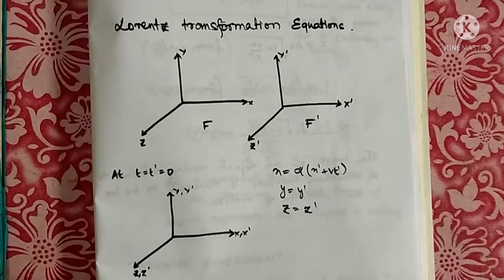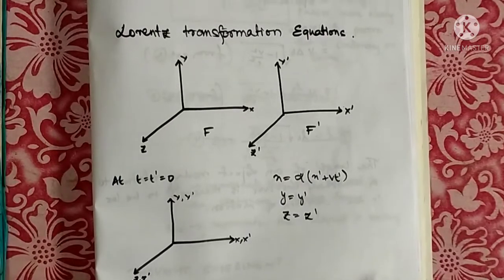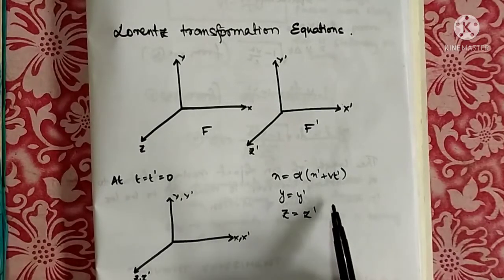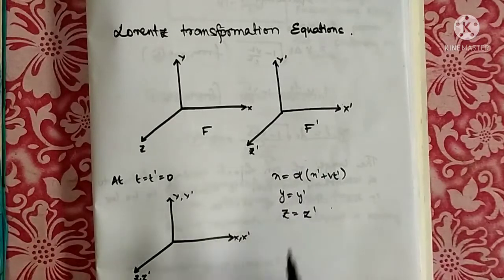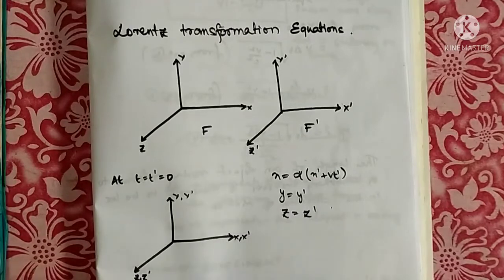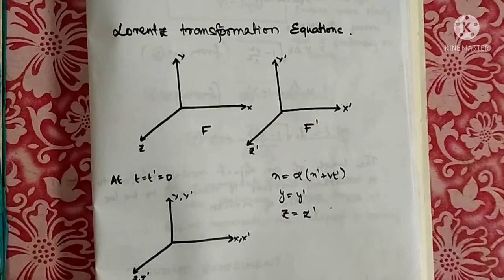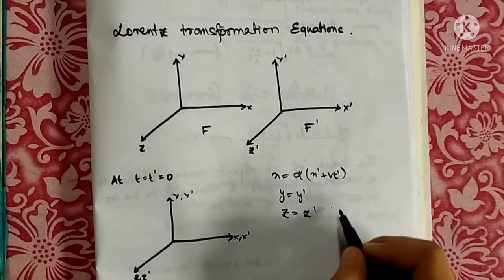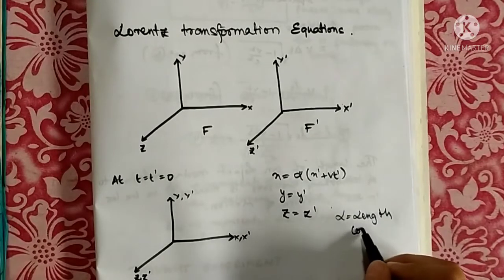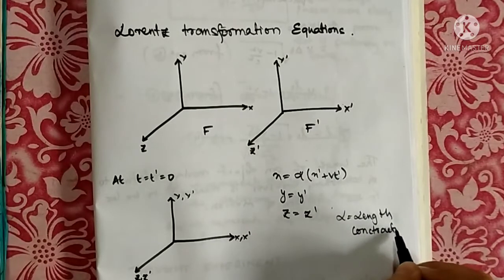Now basically we want to find the three equations that will allow us to transform the coordinates from one frame to another frame, and to do it we are going to use the equations from Galilean transformation, which are x equals alpha x prime plus vt prime, y equals y prime, z equals z prime, where alpha is an unknown constant, or alpha is equal to the length contraction constant.